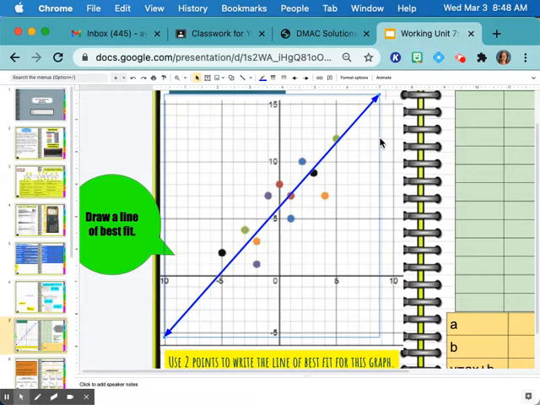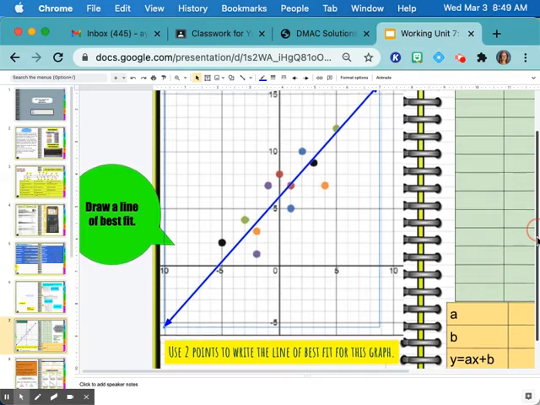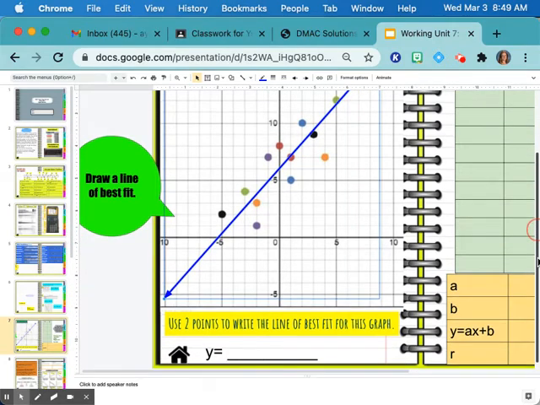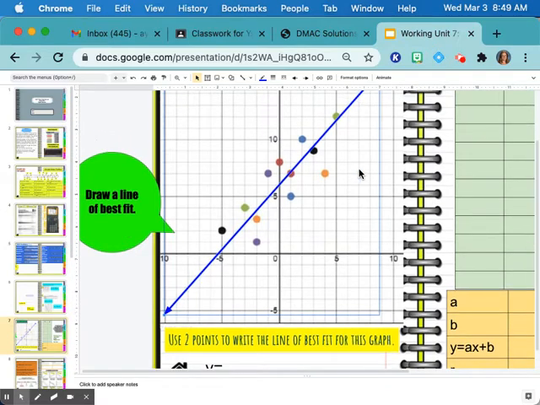Remember back in like 6th grade, you might have used a spaghetti noodle or a ruler to make your little trend line. I don't think we did it in 7th grade, but some teachers teach it like that, where you make a line that goes through the points. Okay, we are going to use 2 points to write the line of best fit for this graph. What 2 points does this line seem to go through the best?